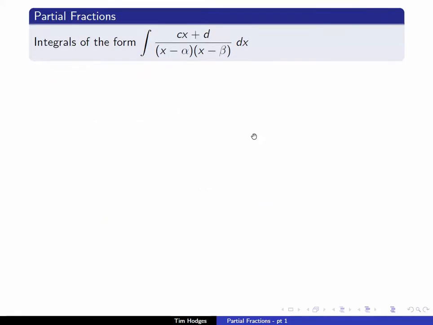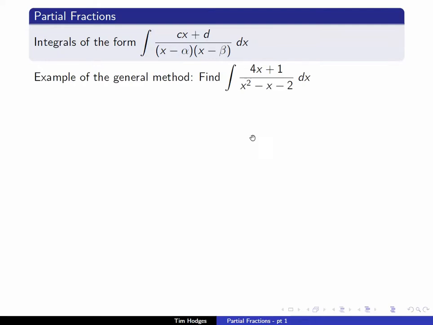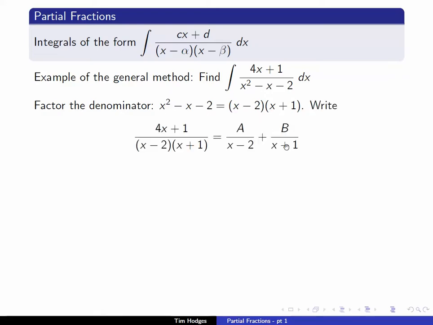So let's look at a different example. Let's suppose we want to integrate 4x plus 1 over x squared minus x minus 2. Well, let's start off by noticing that the denominator really is a product of linear factors, because we can factorize this as x minus 2 times x plus 1. So what we do is we assume this theorem from algebra that this can be expressed as some constant A over x minus 2 plus another constant B over x plus 1. And we go ahead and solve to find out what A and B should be.